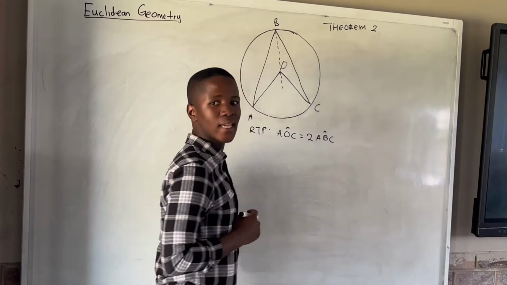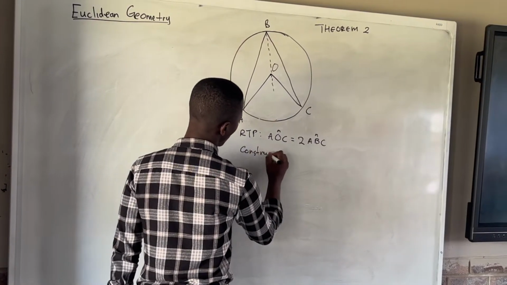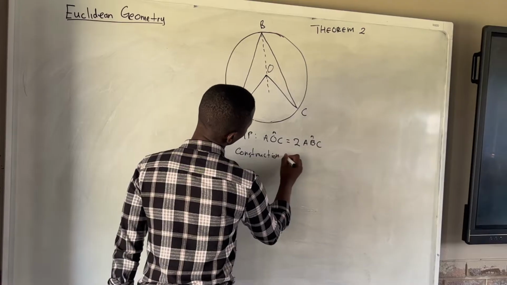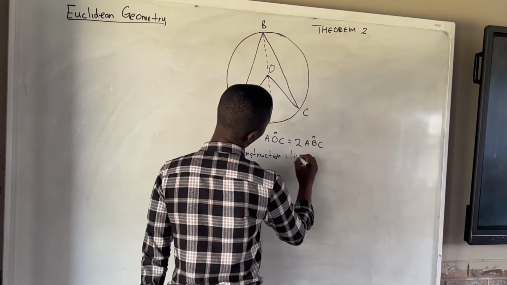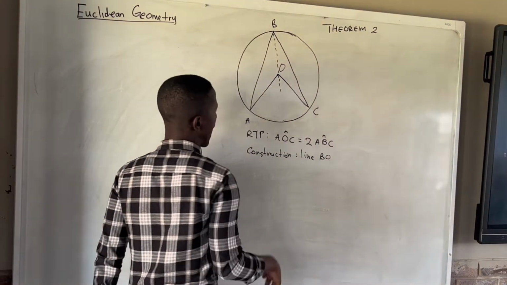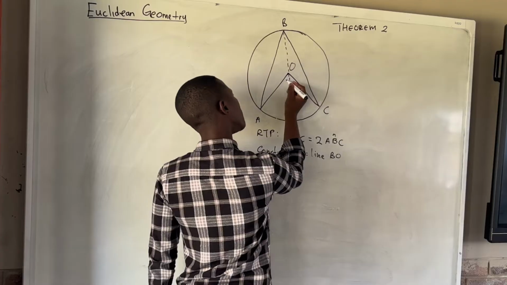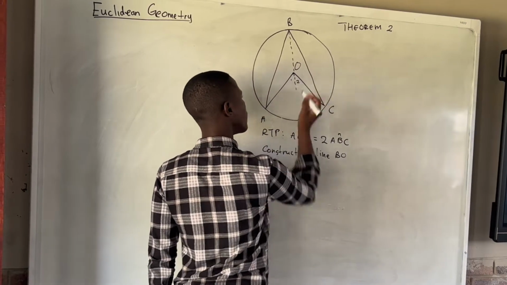You can just extend it, right? You are going to provide a construction. This is going to be your construction. So you're going to construct a line. This is going to be your line BO, and extend it a little bit. So now you're going to firstly let this be your 1 and also your 2.